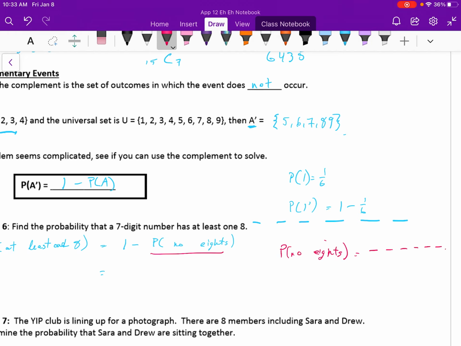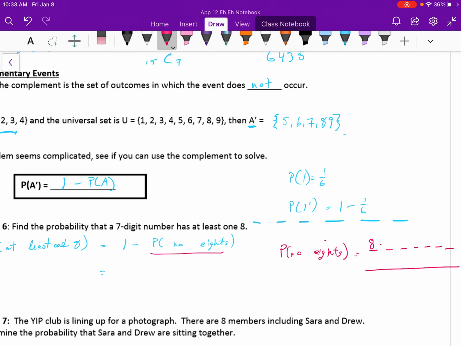So I'm going to have 7 decisions, 1, 2, 3, 4, 5, 6, 7. And how many ways can I make a number with no 8s? Well, in that first digit, remember, it has to be numbers 1 through 9. So 1 through 9, there are 9 numbers, but it can't be an 8. So there's going to be only 8 choices left for us, right? 1, 2, 3, 4, 5, 6, 7, 9.